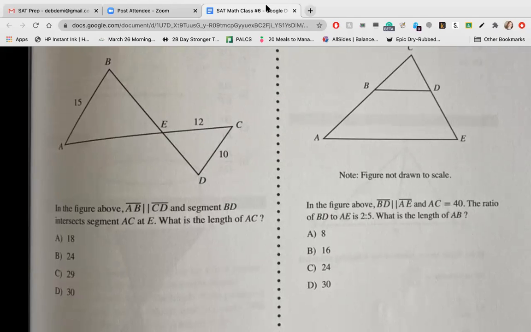So we have, in the figure, AB is parallel to CD. So this one is parallel to this one, and they intersect at E. What is the length of AC? Yikes. Sometimes these kind of make me panic when I hit these on the SAT. I don't know why. So these are, in fact, similar triangles. If you're not sure, just assume they are, because they're not going to have problems like these if they're not similar. The way we know they're similar is we know the vertical angles are congruent.